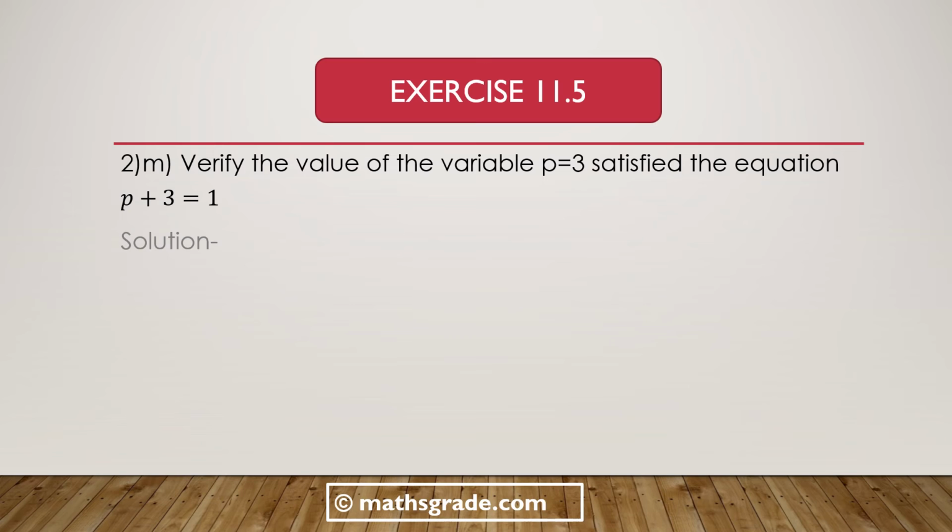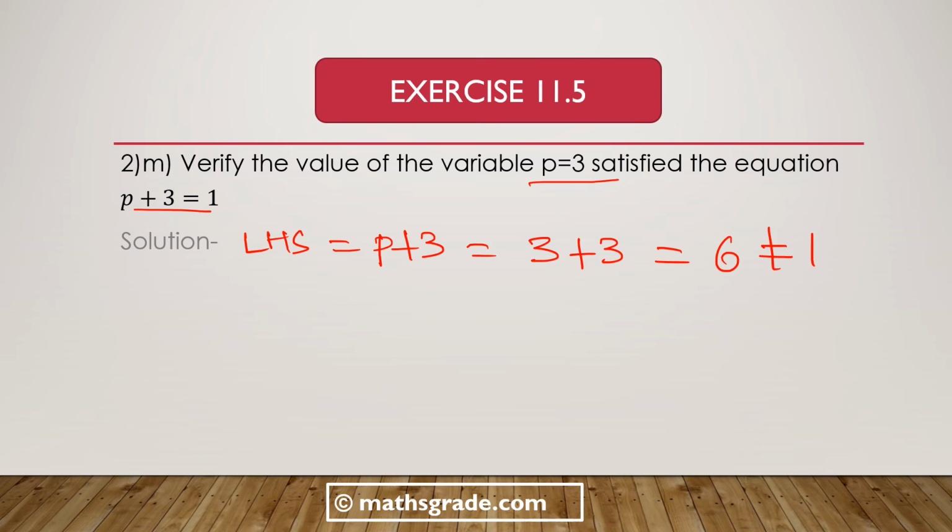Now M B. Verify the value of the variable p equal to 3 satisfied the equation p plus 3 equal to 1 or not. Substituting the variable p equal to 3 in the left hand side of the equation. Left hand side is p plus 3. Substitute p equal to 3. Now it becomes 3 plus 3. And 3 plus 3 is 6, which is not equal to 1.